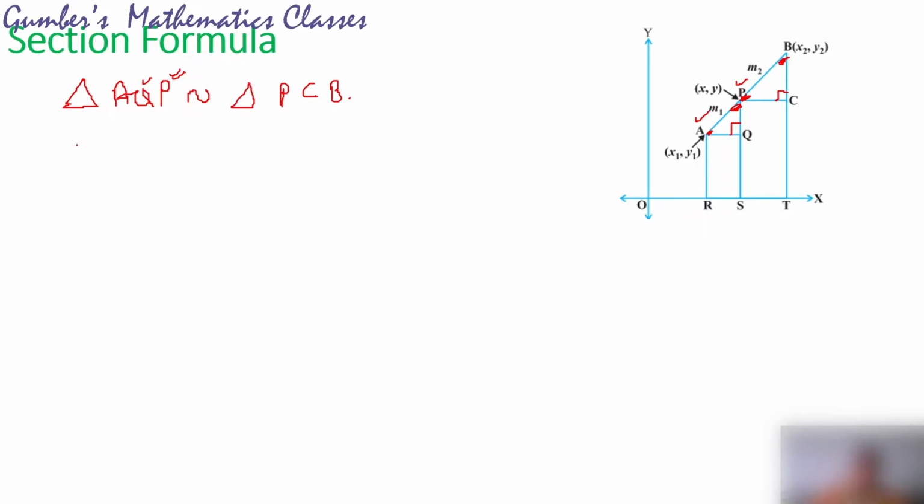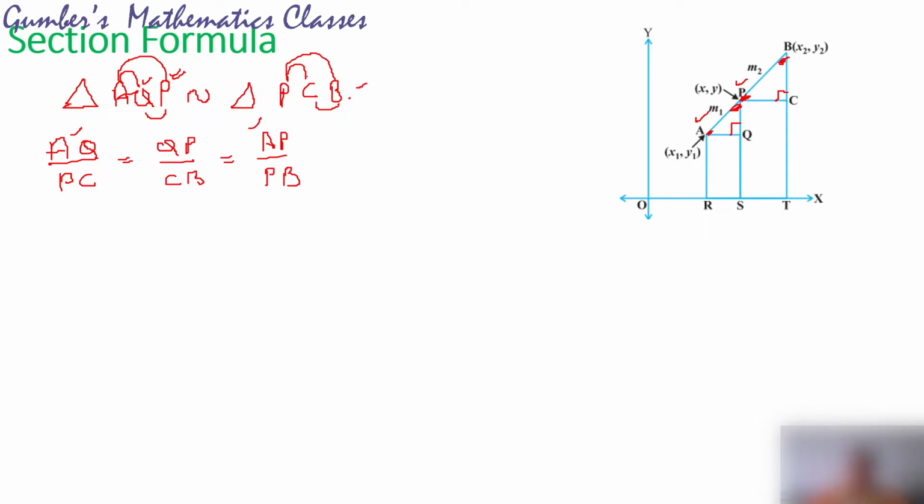Let me erase this. Now let's rewrite the triangle symbol. With the help of this we can write the CPST relation, corresponding parts of similar triangles. First and second of this is proportionate to first and second of the next. It means AQ upon PC is equal to QP upon CB is equal to AP upon PB. We have written it like this: first and second, QP second and third, BC second and third, AP and PB first and third. This is just because of CPST.